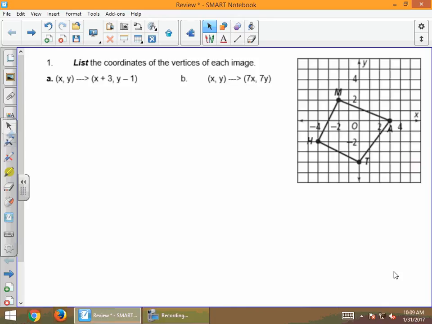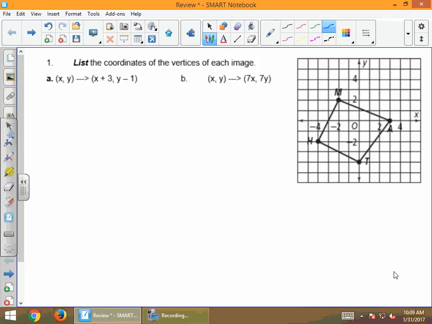Coordinates of the vertices of each image. So if we look at A, what kind of transformation are we doing in A? Translation. But how do we know it's a translation? Very good. You're adding and you're subtracting. That's a good indicator that you're doing a translation. So to get the new vertices, let's follow that rule.